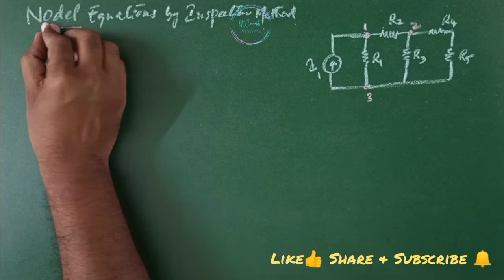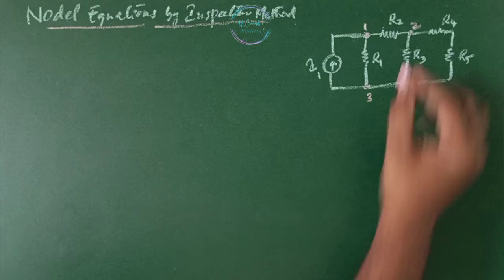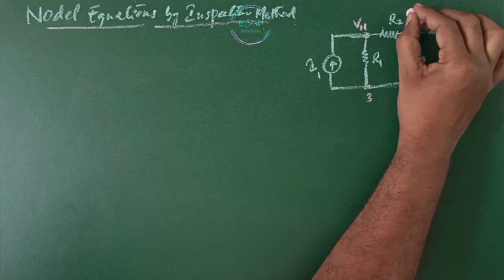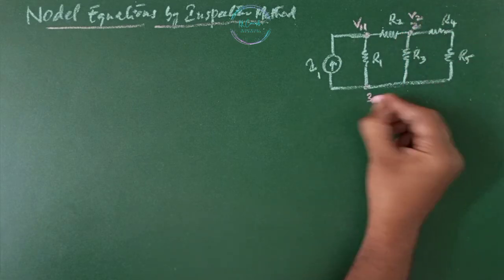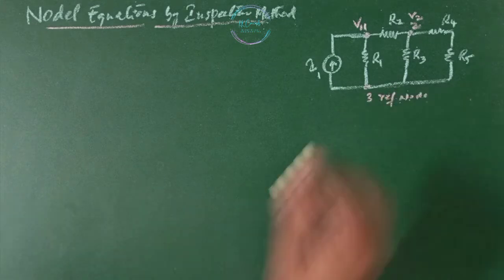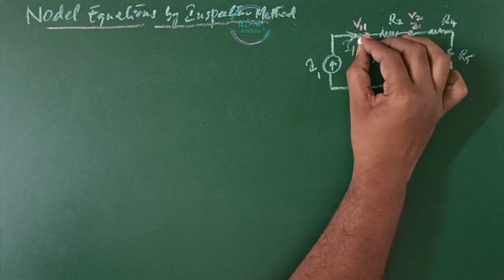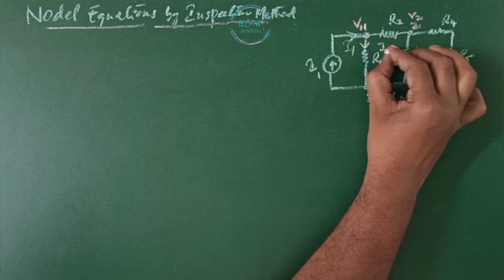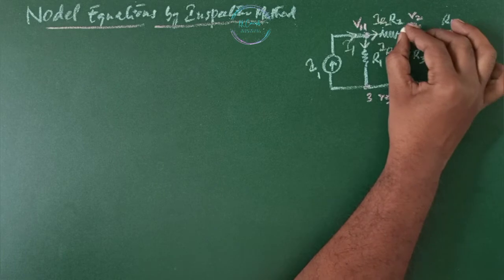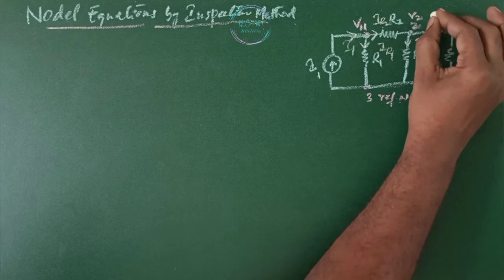Nodal equations by the inspection method. So, consider the same network. We'll have three nodes. This is my node 1 having voltage potential V1, node 2 is having voltage potential V2, whereas the third node is considered as zero potential, or the reference node. This is the current coming in, so this is I1, whereas this is the current going through this branch, IR1, let it be, and this is the current flowing through this branch, IR2. Similarly, for node 2, this is IR3 and this is IR4.